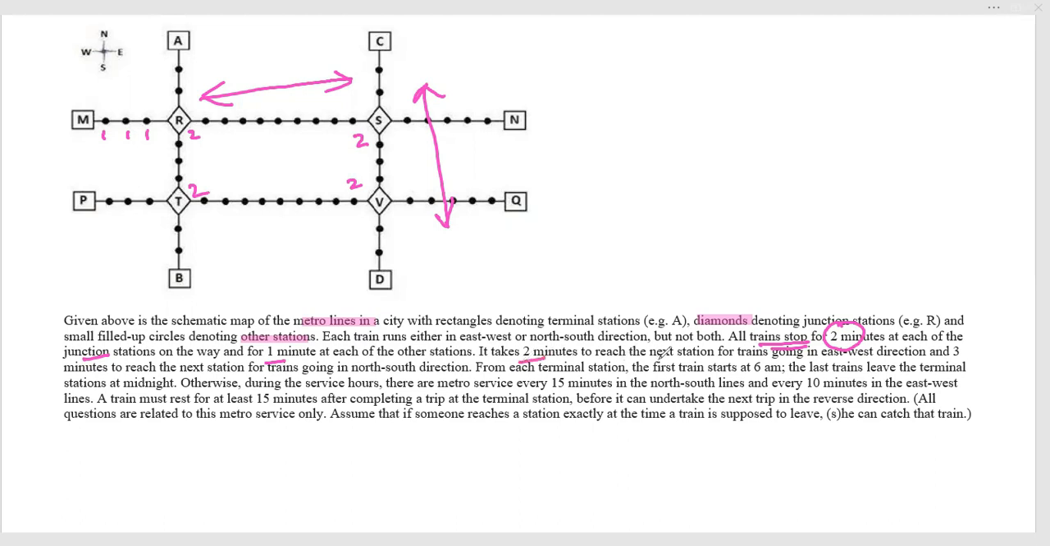It takes 2 minutes to reach the next station for a train going in the east-west direction. That means every east-west movement is nothing but 2 minutes. This is the way it goes on. For trains going in the north-south direction, it takes 3 minutes. So one such north-south movement would be 3 minutes. This is the way the entire travel and stoppage time needs to be considered.